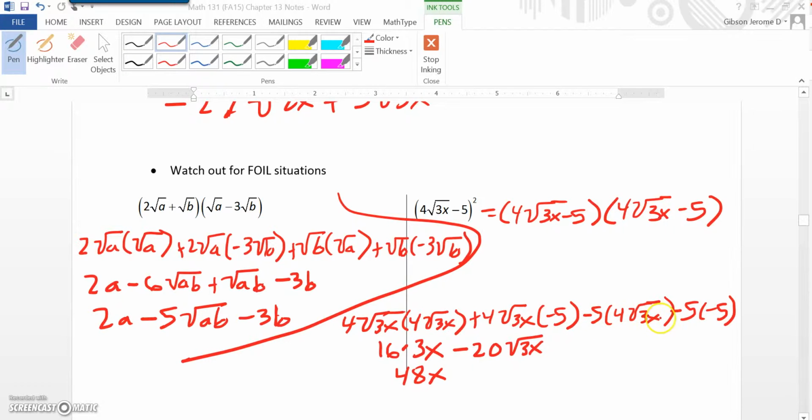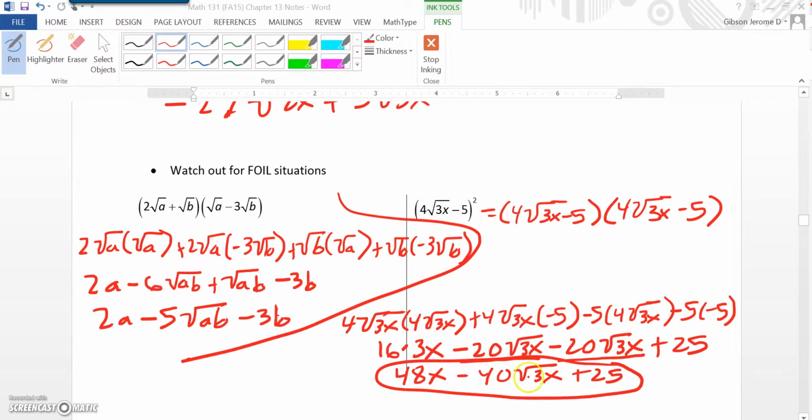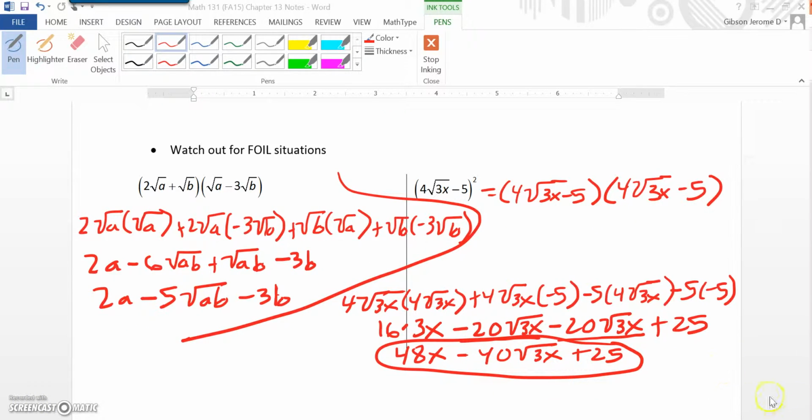Now -5 times 4 times the square root of 3x will give us a -20 square root of 3x. And then -5 times -5 is a positive 25. Now we brought down what 16 times 3x was, which is 48x. But we do have like terms here with the -20 times the square root of 3x. So that will give us -40 times the square root of 3x and bring down our plus 25. So all of this here will be our final answer. We can't combine anything else. And we are done with this section.